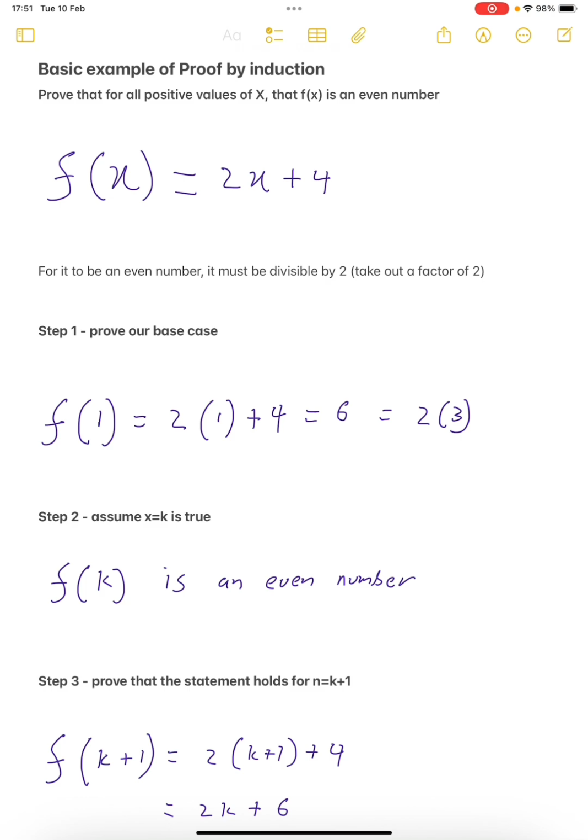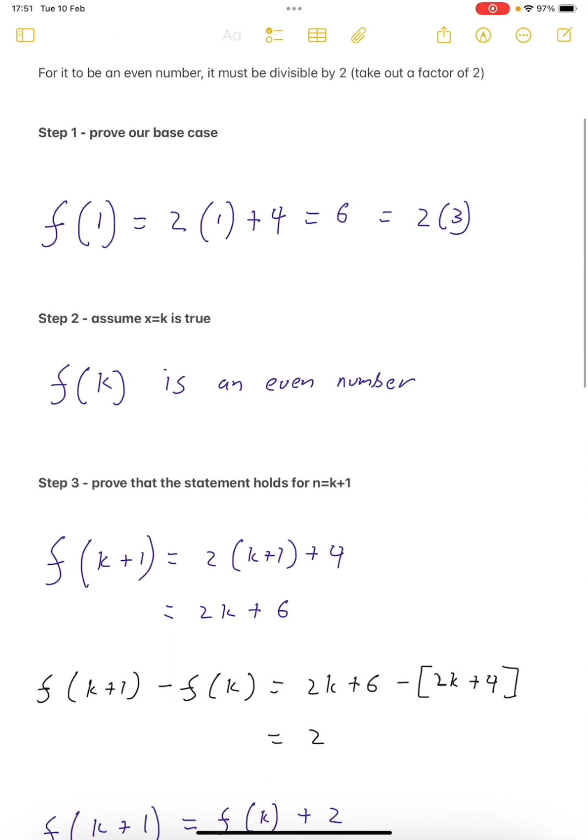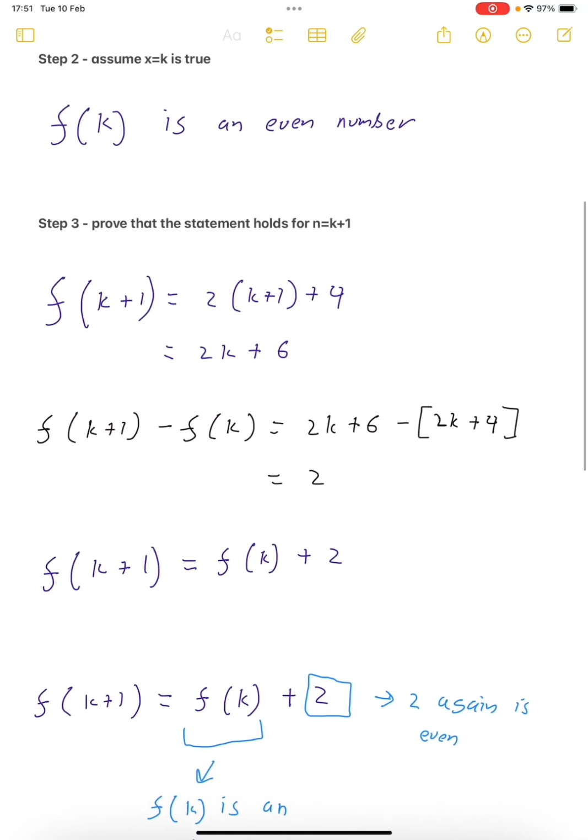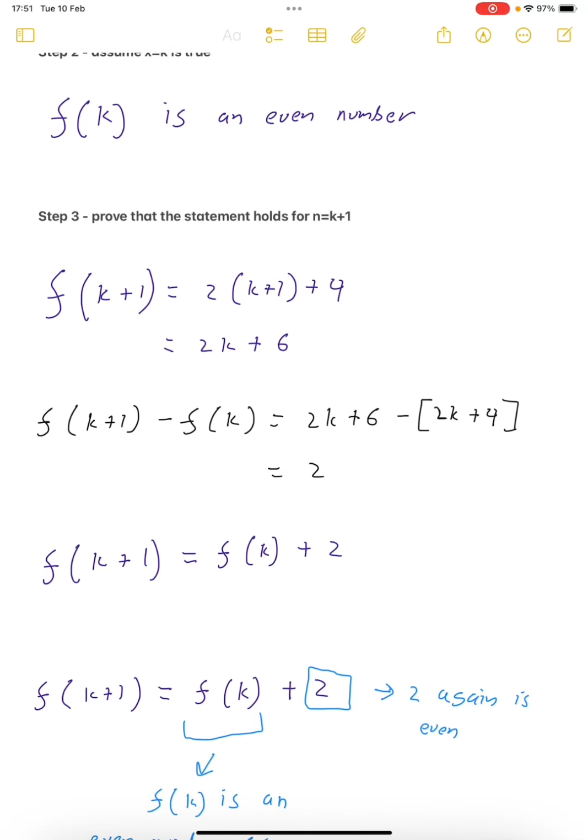Step 1, we need to prove our base case. If we put x equals 1, is it even? f(1) is 6, which is even. Next up, we need to assume that x equals k holds true. f(k), let's say that's an even number too. Step 3, we need to prove that when x is k plus 1, that is also even.